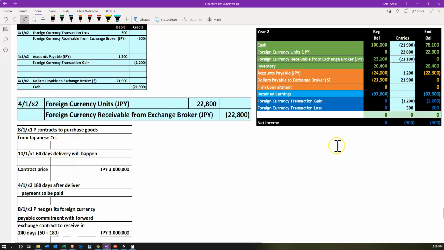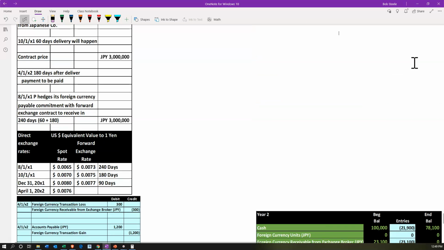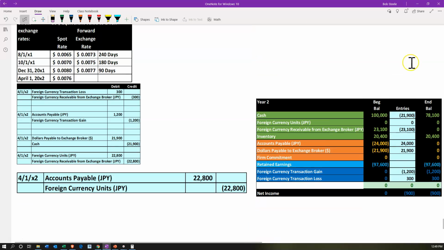So we can go ahead and pay off that 3 million yen and record the cash dollar equivalents on our books, taking those items off. And that's, of course, what we will do next. So next time, we're going to remove the payable, debiting the payable at the 22,800, crediting the foreign currency at the 22,800. When we record that out, the payable then goes back down to 0. The foreign currency units then go back down to 0.